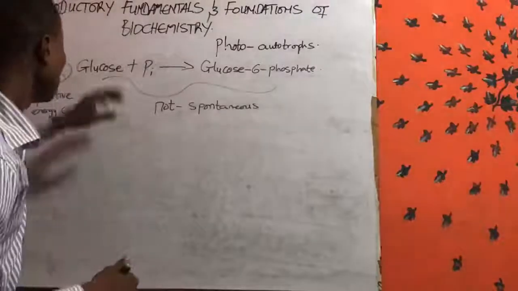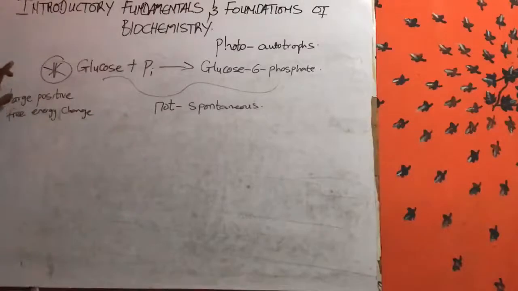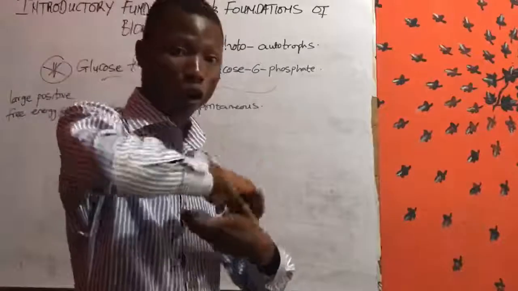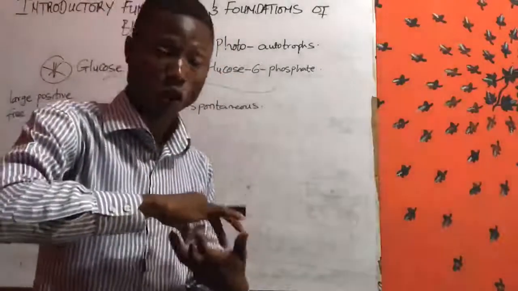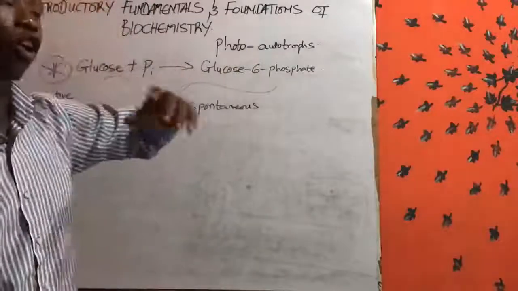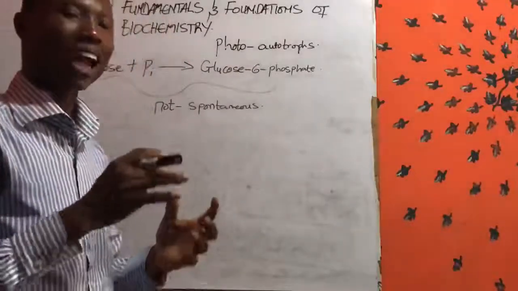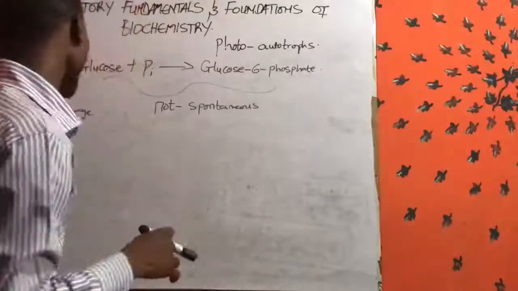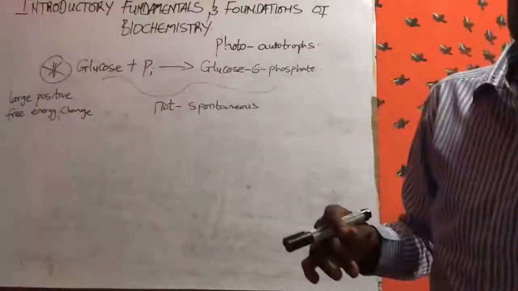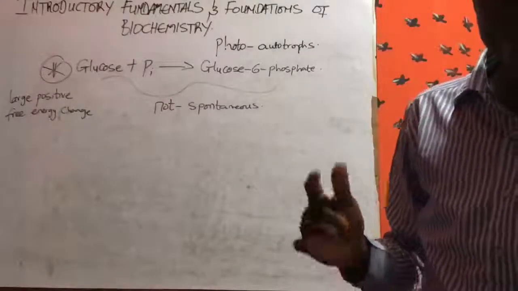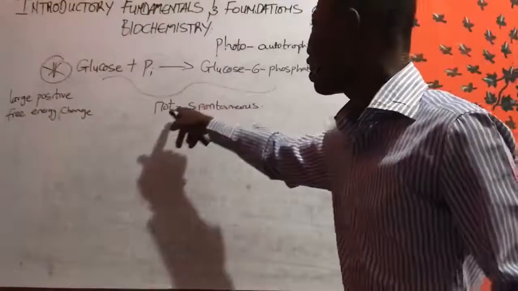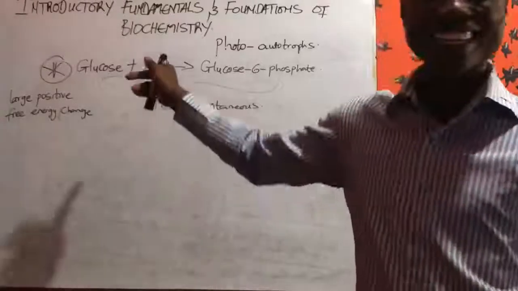I'll go through that again. This non-spontaneous reaction, as a result of large positive free energy change, will be incorporated. That's where bioenergetic coupling comes into place. This reaction that is not feasible will now be coupled with another reaction that has large negative free energy change. Now, the excess large negative free energy change will now be used to drive my previously non-spontaneous reaction to spontaneity.